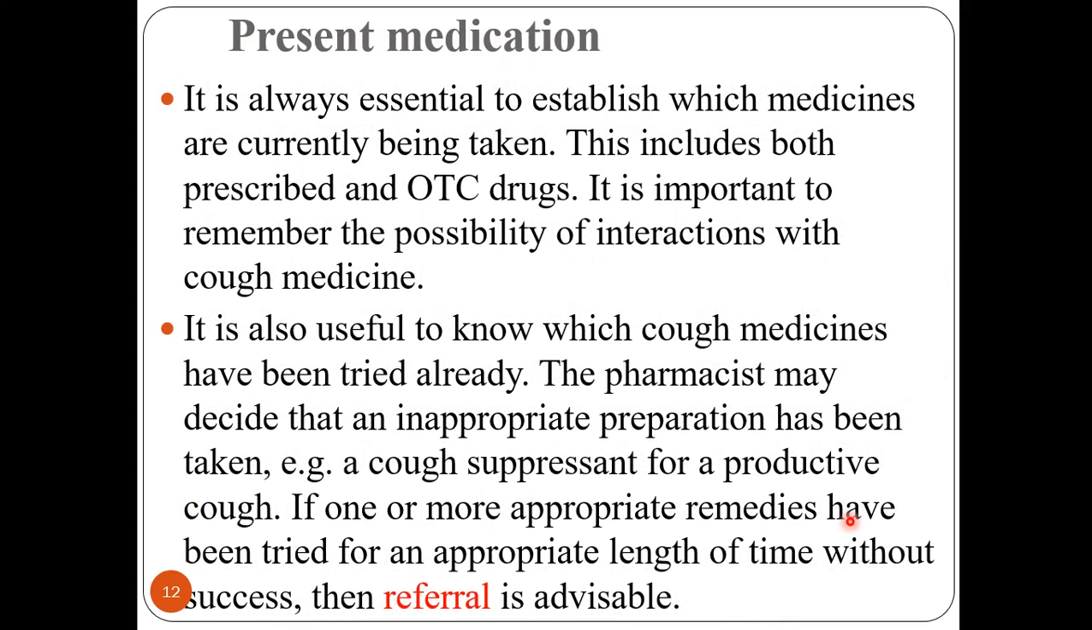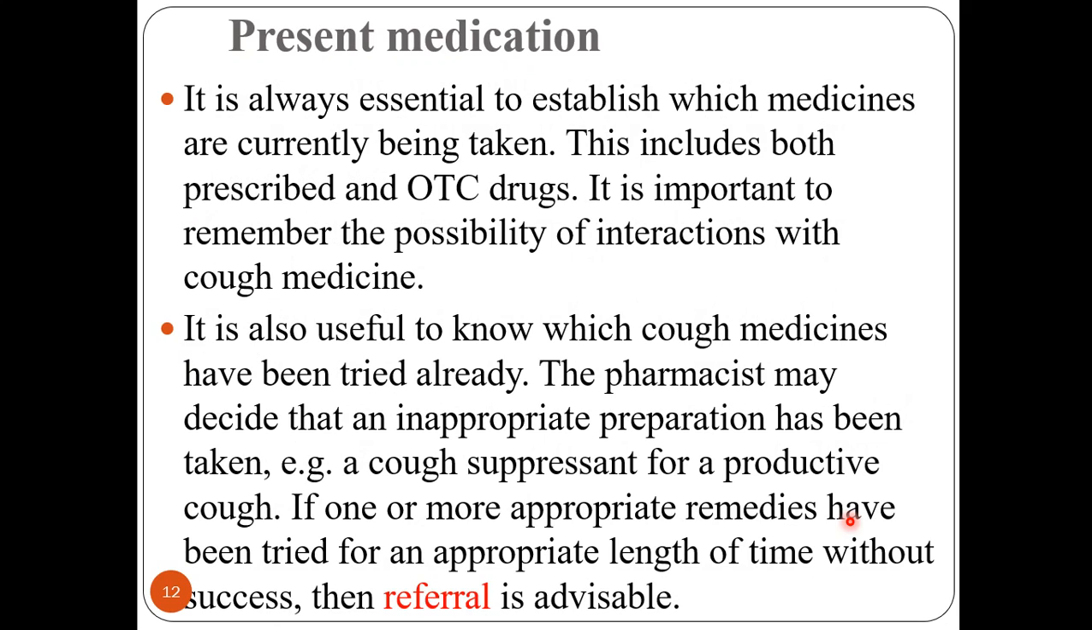You should also know the present medication. It's always essential to establish which medicines are currently being taken by the patient. This includes both prescribed and OTC drugs. It's important to remember the possibility of interaction with cough medicines. We talked already about this because many of these cough remedies contain sympathomimetics, which we know have interactions with drugs. We talked about this in the previous lecture.